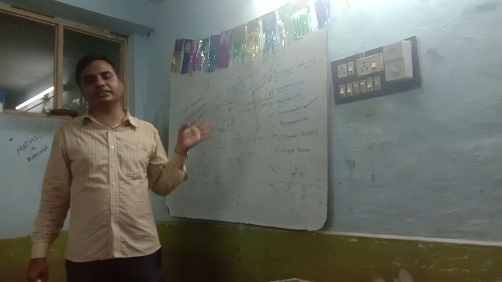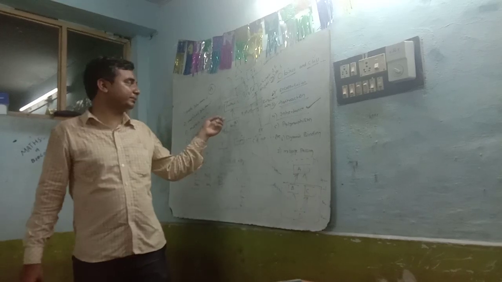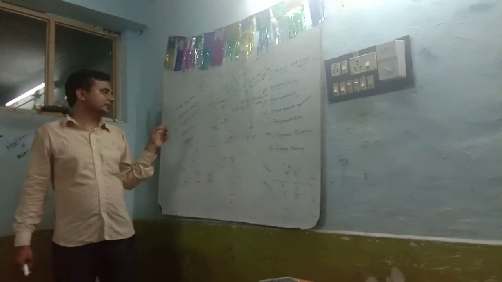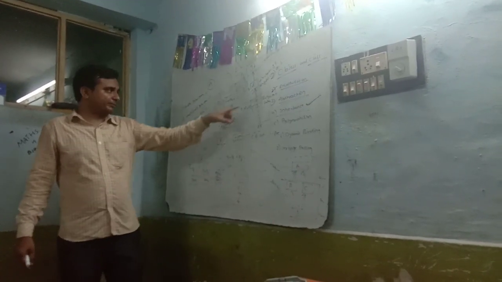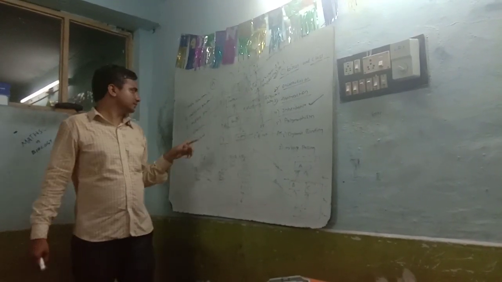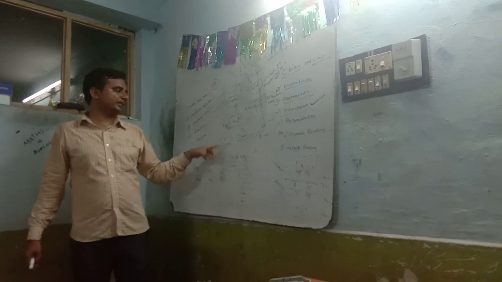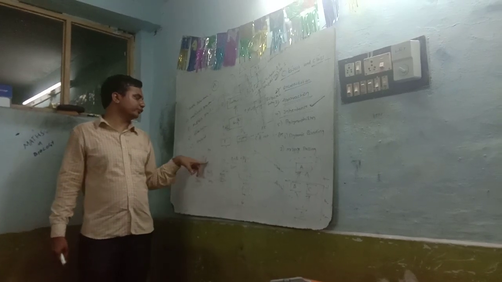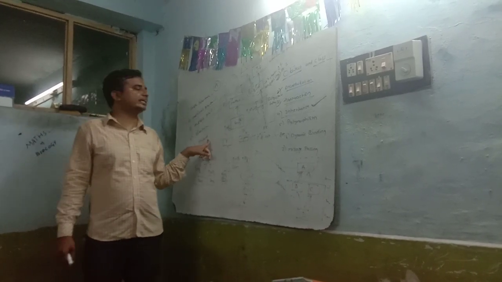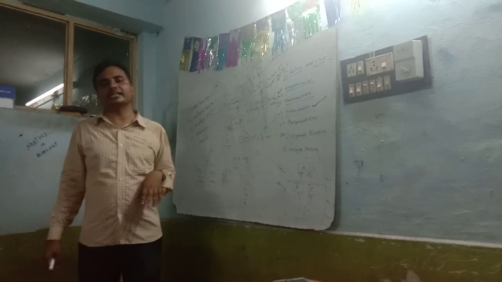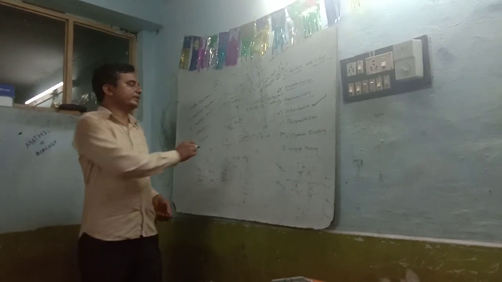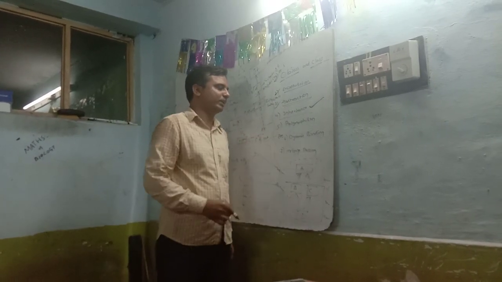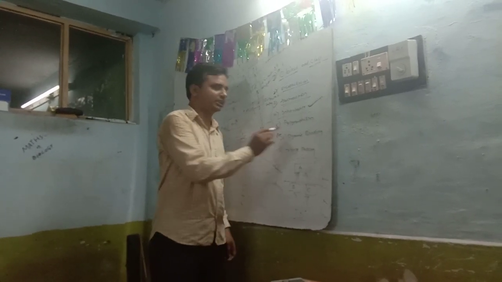How many types? 5 types. Simple means creating a single subclass, only one subclass from only one superclass. What is multi-level? One subclass can act as superclass for another class. What is multiple? Creating only one subclass from many superclasses. What is hierarchical? Creating many subclasses from only one superclass. What is hybrid inheritance? Combination of any two inheritances is called hybrid inheritance. Okay, fine. In next class, we will discuss about polymorphism, dynamic binding and message passing.